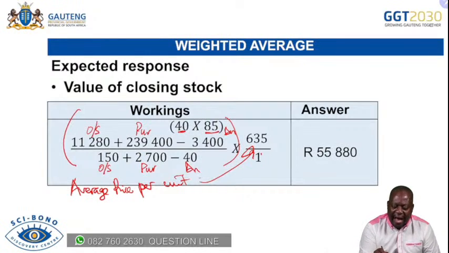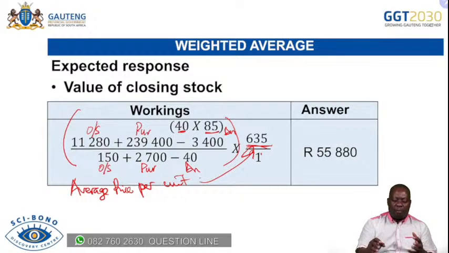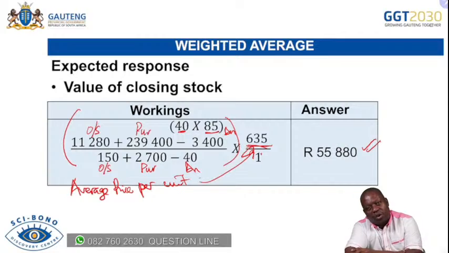How many units are still there in our closing stock? 635. We multiply by the average price per unit to get the value of our closing stock. Hooray! We got it right. We are still on track. Closing stock.